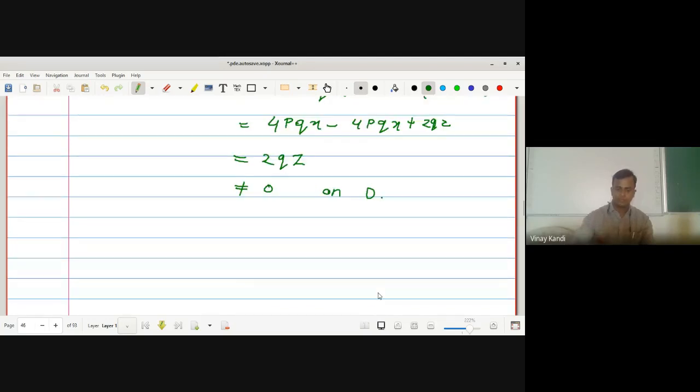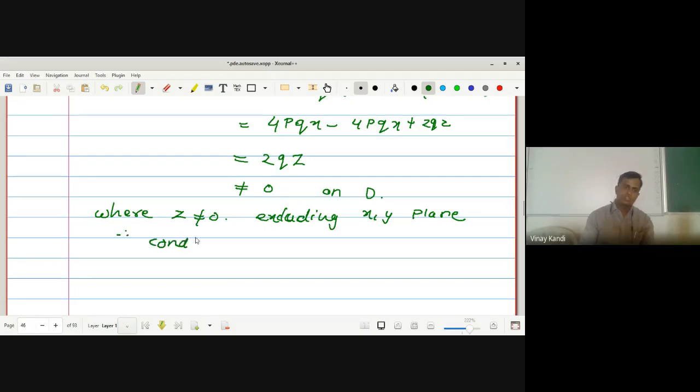Where z is not equal to 0, excluding the XY plane, because in the XY plane z is 0. Excluding the XY plane, this function is not equal to 0. Therefore condition 1 is verified.